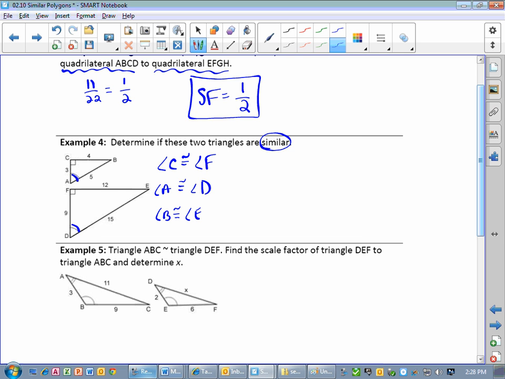Okay, so since all three have to add up to 180, these two add up the same as these two, right? So they must be supplementary to, or must be congruent to each other. Okay, so we've got all the corresponding angles congruent.